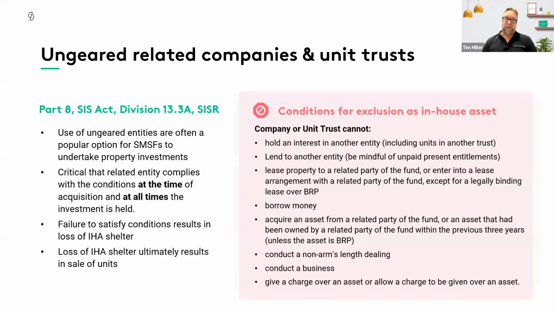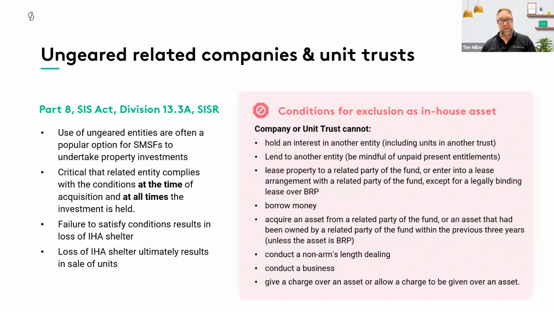So what we need to understand is the conditions placed upon the exception to the in-house asset rules: we can't hold an interest in another entity, right? So it means we can't hold any units in another trust. We can't hold shares in another company. So, okay, we're looking at cash to start with, right? So it's a cash-based trust to start with. We can't lend money to another entity. Okay, so why have we got cash in there? We'll work into that in a moment.